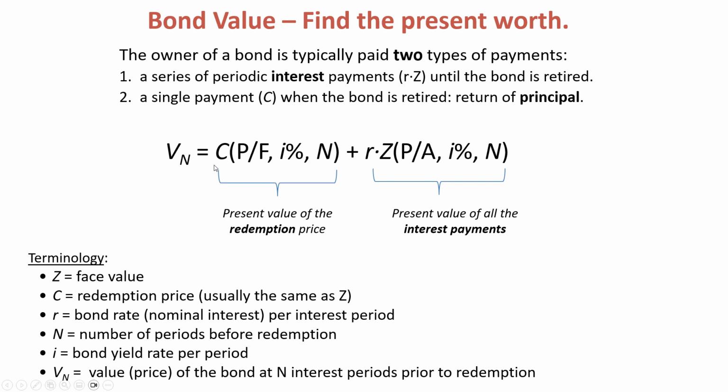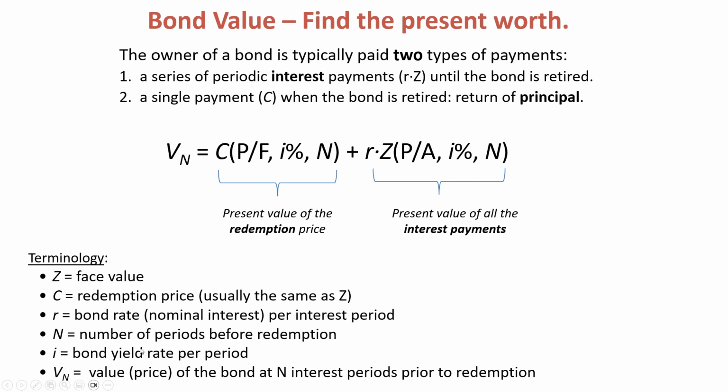So like if the company promises to pay you back $100 30 years in the future, what we're doing with this first component is finding what is the present value of that $100 that they're going to pay you 30 years in the future. The present value isn't $100 because they're paying you $100 many, many years in the future. So we need to discount it to the present with find P given F. And the interest rate that you discount with is called the yield. So I, in bonds, is the yield rate per period.